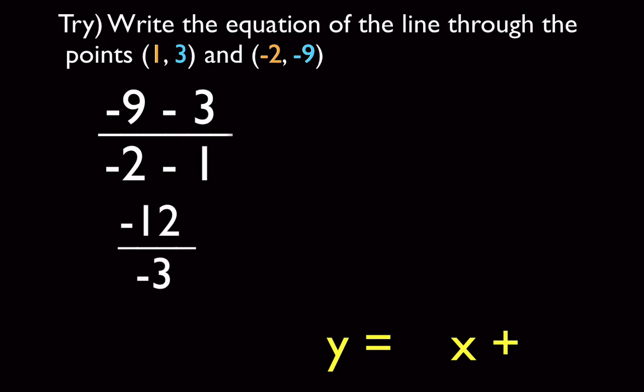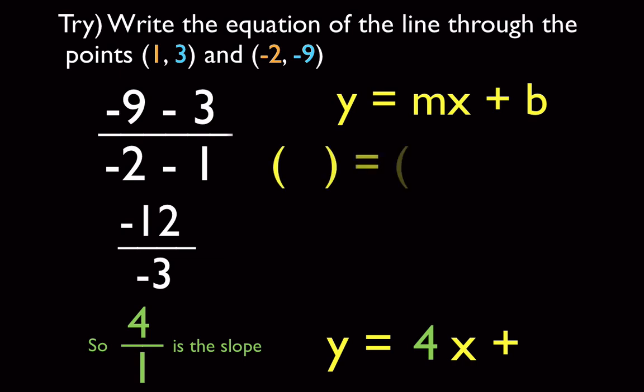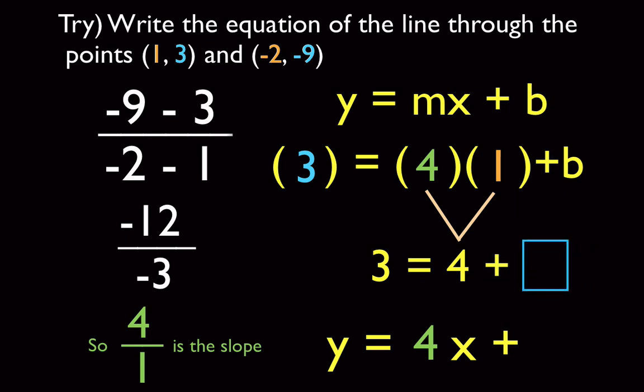Negative over negative turns into positive, and 12 divided by 3 is 4 over 1. That 4 is going to go in the place of m, and we can go ahead and go through our process now. Plugging in y, plugging in m, plugging in x. That leaves me with 3 equals 4 plus blank, so therefore the blank number would have to be a -1.